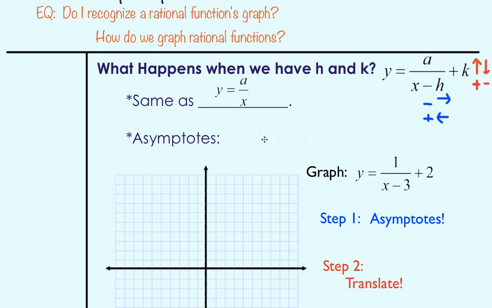So before our asymptotes were at 0, now your horizontal asymptote is at the line y equals k. And your vertical asymptote is at the line x equals h.